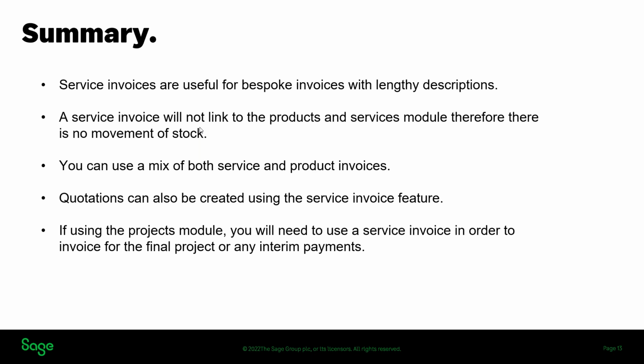You can use both service and product invoices. They'll sit in the same list, but you can only set up one default. So you'll need to pick which one you're going to use most heavily. Remember, quotations can be used also, and you can create those as a service invoice as well. And if you're using projects, when you come to invoice at the end of that process, then it would be a service invoice that you use. It allows you to link it into the project to show the amount that has been billed on there.